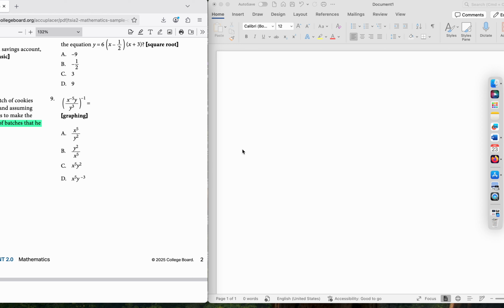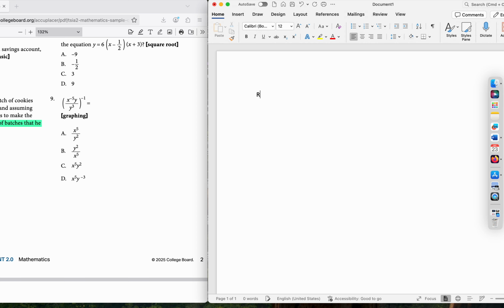Let's take a look at number 9. And for number 9, when you see a fraction like this in a group of parentheses to a negative exponent like -1, we know that we can take the reciprocal of this fraction. And so a reciprocal is an instruction to flip the fraction. Anytime you see that -1 exponent, you'll flip the fraction.